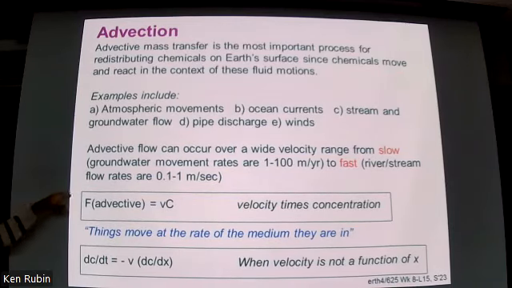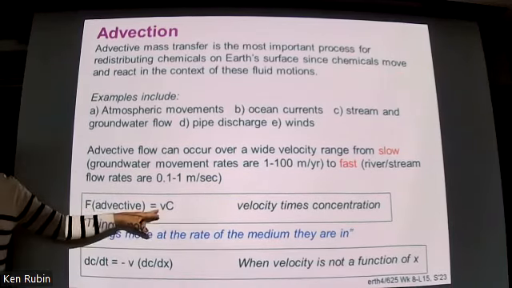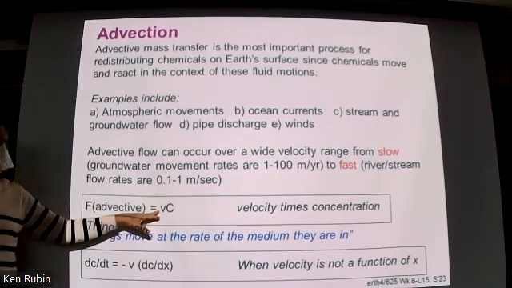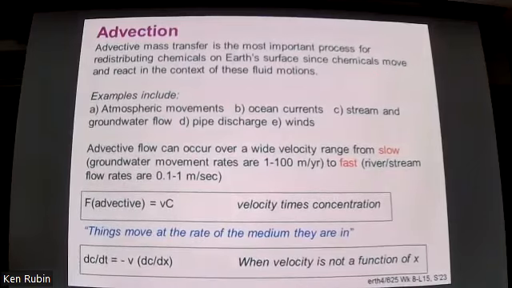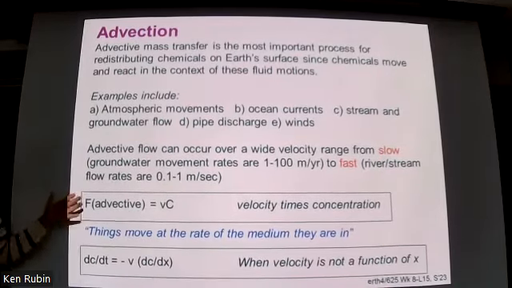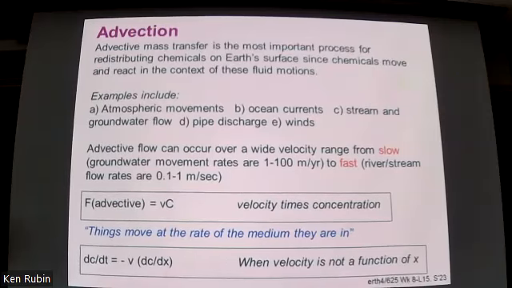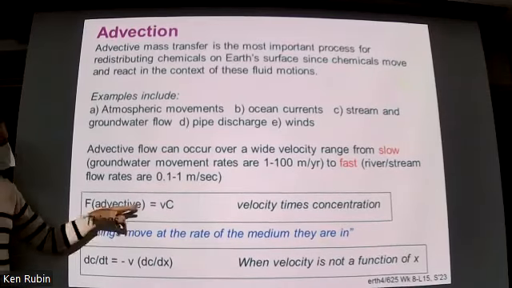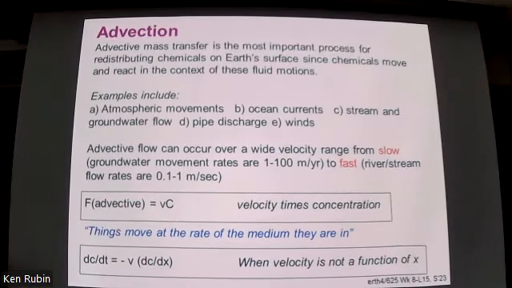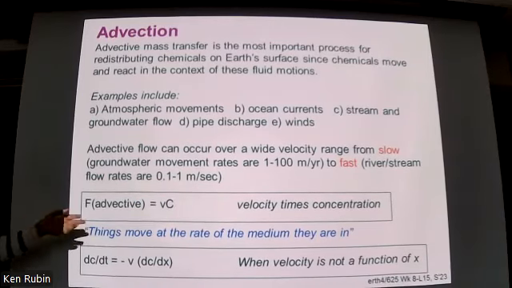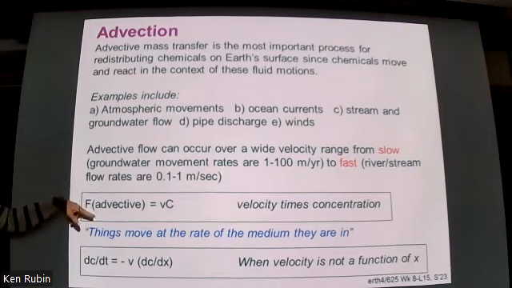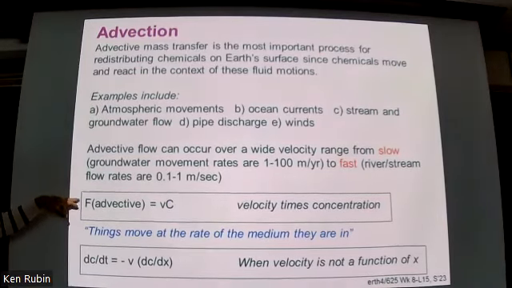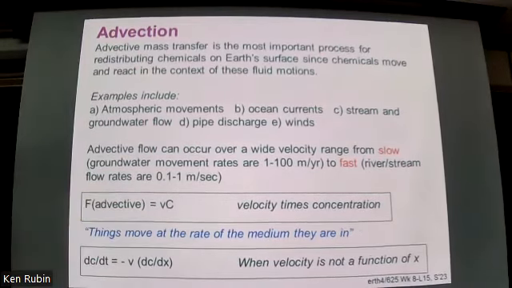And so the advective flux is just the velocity of the medium, like how fast is the water moving, or the air or whatever, times the concentration of stuff. And as you can see, we know that fluxes are units of concentration per time. If we've got a velocity, an amount of distance per time, and a concentration, which is the thing that we're quantifying, you can see how that reduces. We'll talk about units in a second, but that just reduces to this very simple expression.